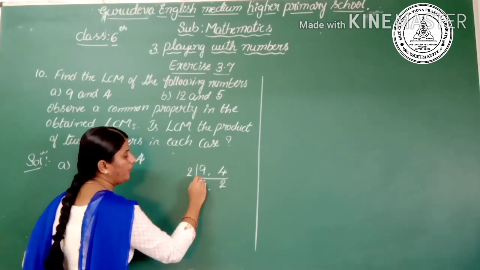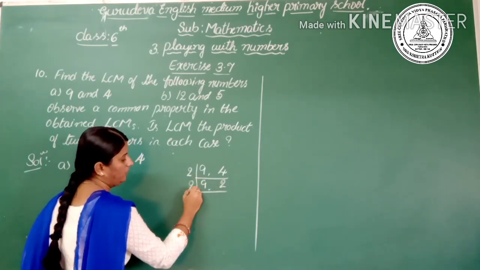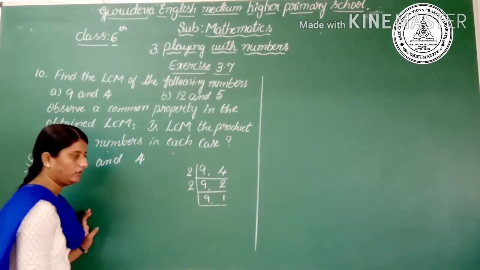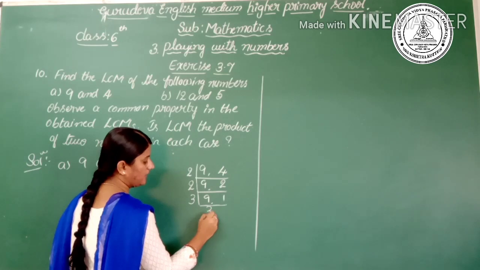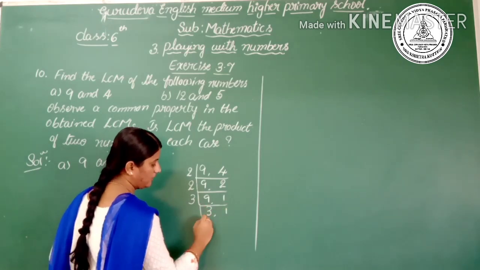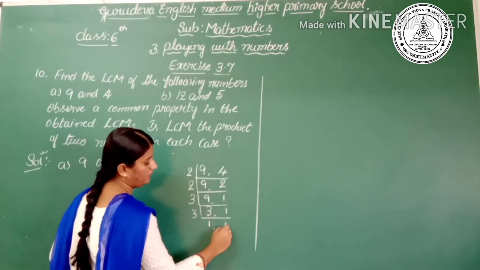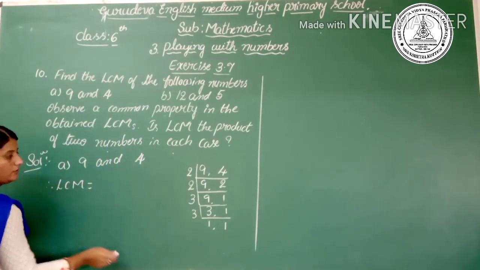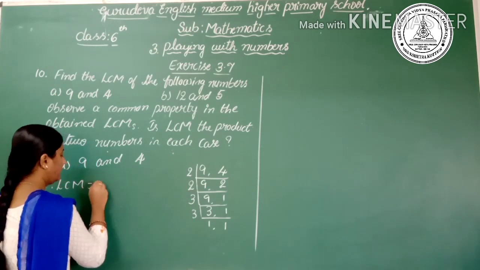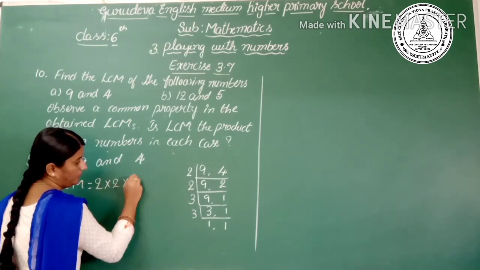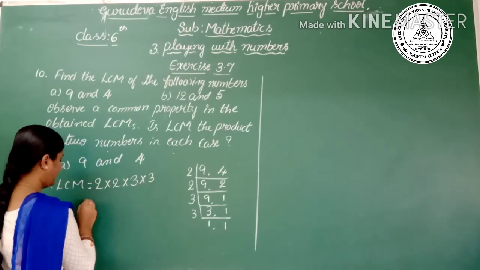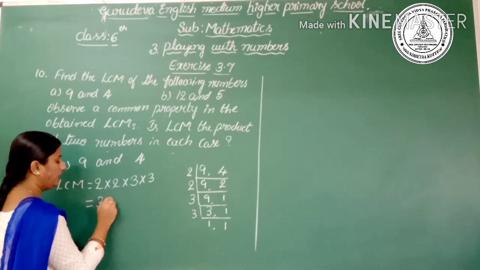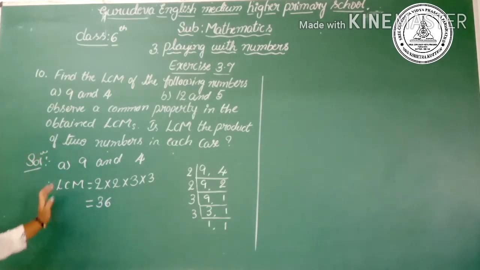2 twos are 4, and again 2. 9 as it is. 2 ones are 2. Then take here 3. So 3 threes are 9, comma 1 as it is. Then 3 ones are 3. Then 1. Therefore LCM is equal to 2 into 2 into 3 into 3, which is equal to 2 twos are 4, 4 threes are 12, 12 threes are 36.